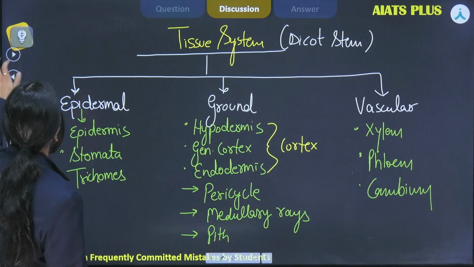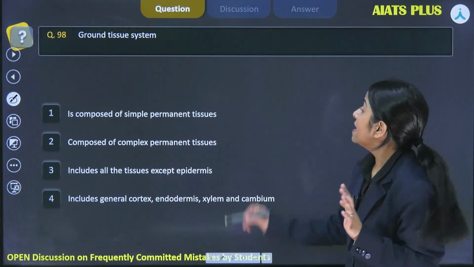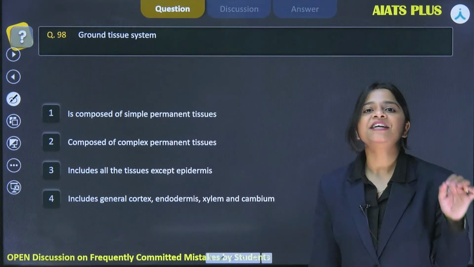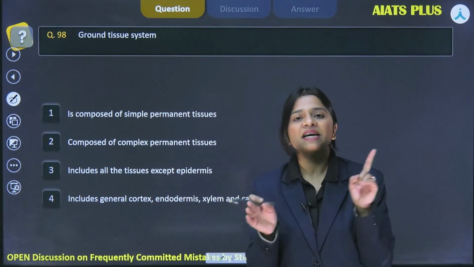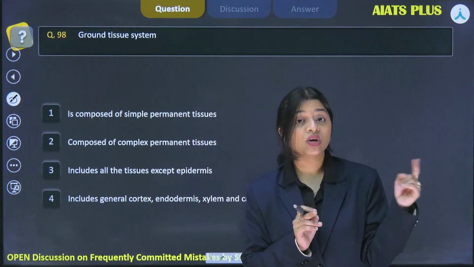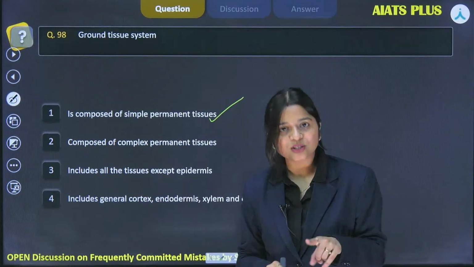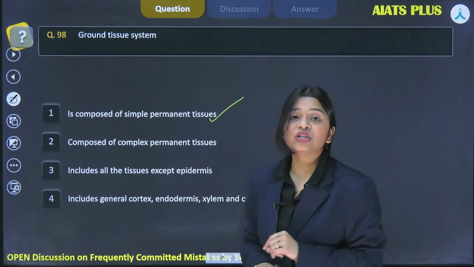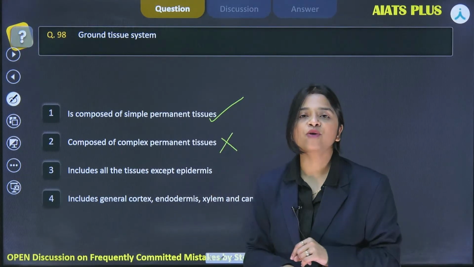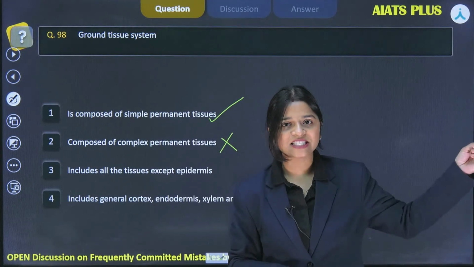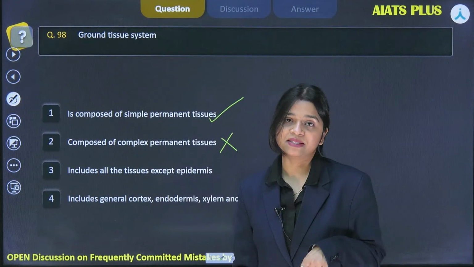Now, back to the question, it is asking about the ground tissue system. First option says it is composed of simple permanent tissues. Absolutely true. There will be the presence of parenchyma, collenchyma, sclerenchyma, but no complex tissue like xylem or phloem. So this is absolutely true for ground tissue system. We will also go through the rest of the options. Second option is composed of complex permanent tissue. No, there is no xylem or phloem in the ground tissue system, that is in the vascular tissue system. Third option is includes all the tissues except epidermis.